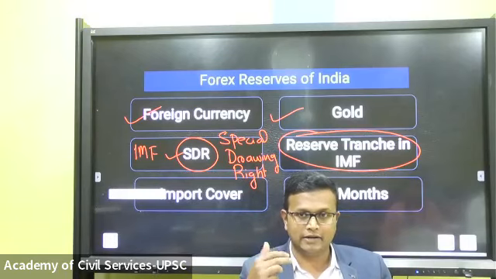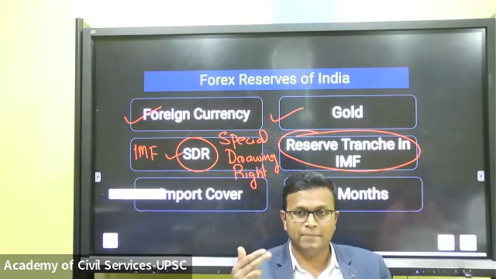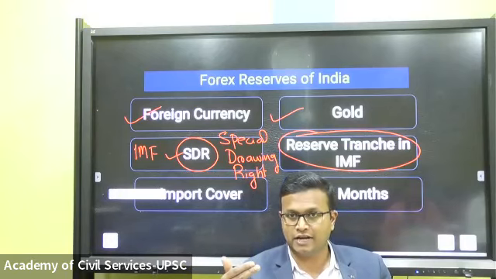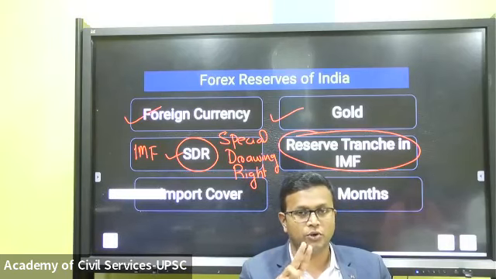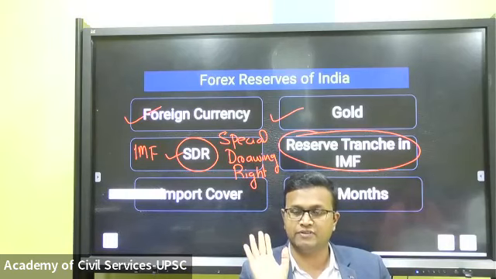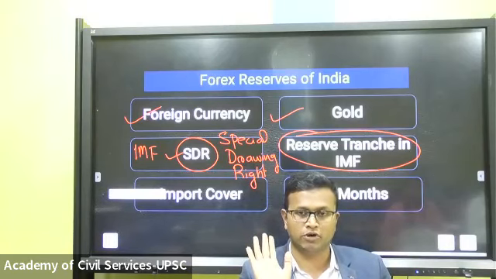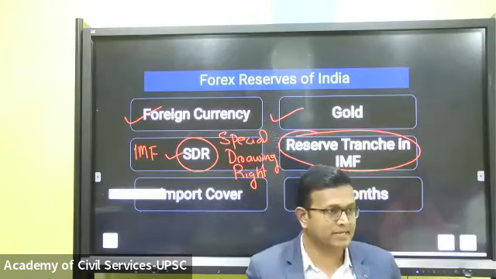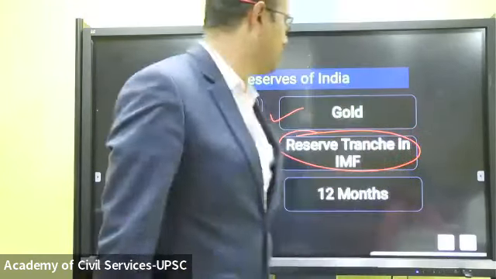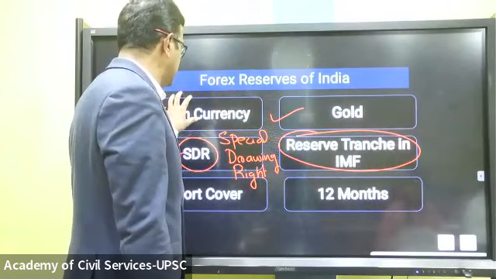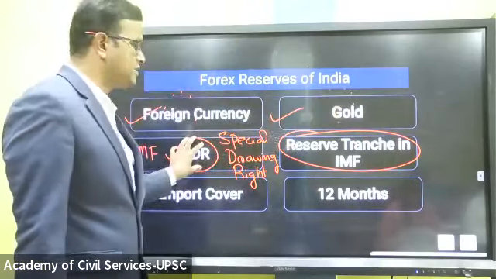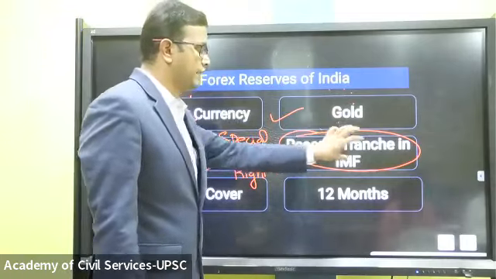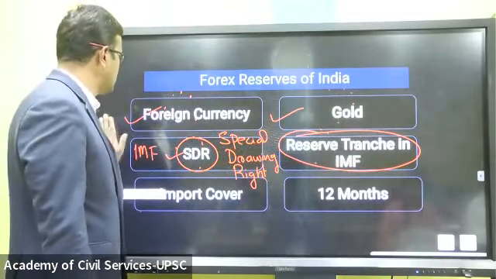When a member country borrows beyond the reserve tranche of that country from IMF, that is known as credit tranche. For credit tranche, interest has to be paid. Up to reserve tranche, no need to pay any interest when we are borrowing money from the International Monetary Fund. Hope everybody understood what the reserve tranche with IMF is. These are the four methods we are keeping the reserve: foreign currency, gold, SDR, special drawing right, and reserve tranche in IMF. How much reserve do we keep?